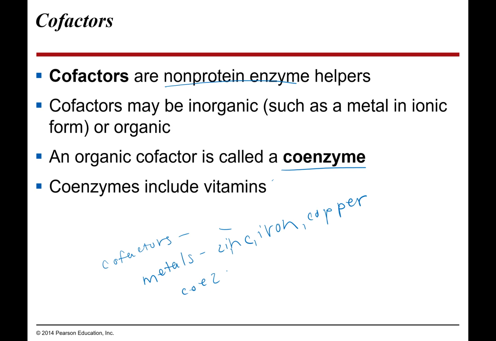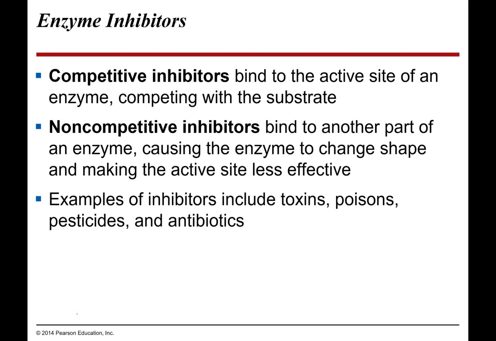Some examples of coenzymes, spelled that wrong, would be things like, and you'll read this in the book, of course, vitamins. All right, so these again are non-protein helpers, things that bind to the enzyme to help it work. And then certain chemicals inhibit the action of specific enzymes. So there are things like toxins or poisons that can inhibit an enzyme or prevent it from working.